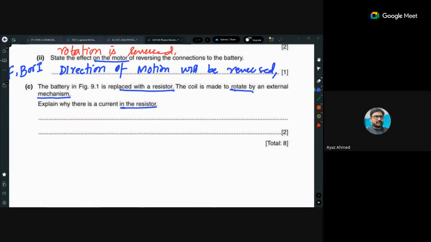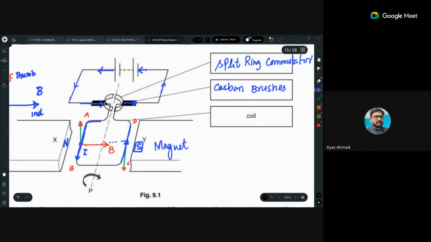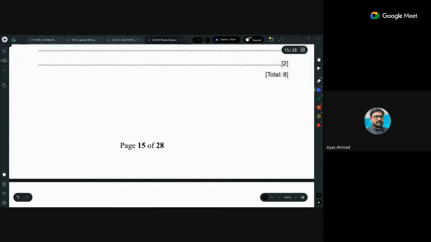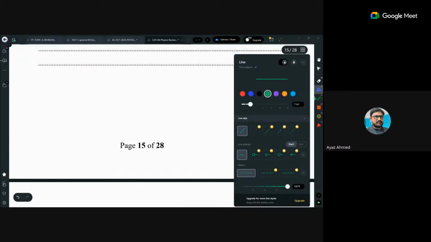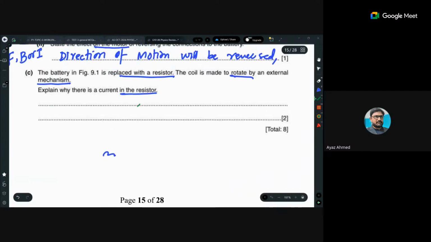Yes. So now what are you doing? You are going to connect this coil with the help of a resistor, instead of using this as a battery. This is now behaving just like a generator. Okay, is it clear to you?